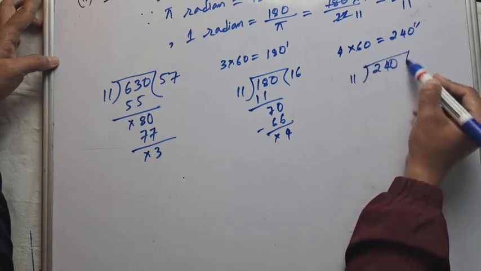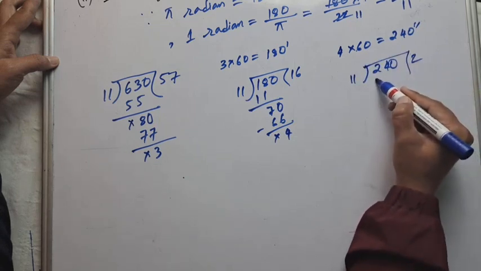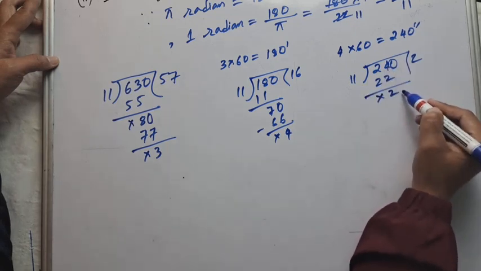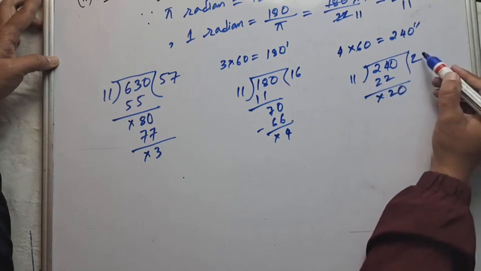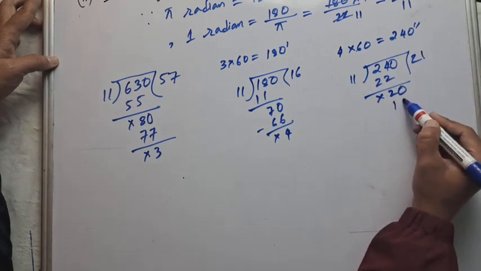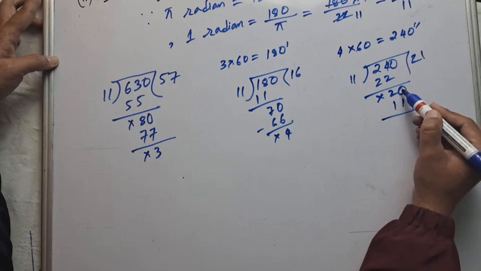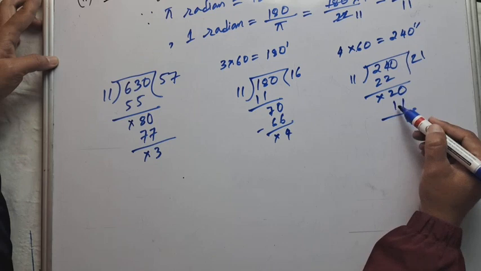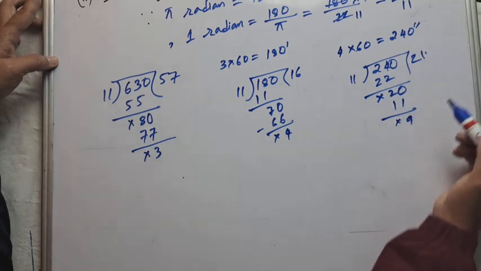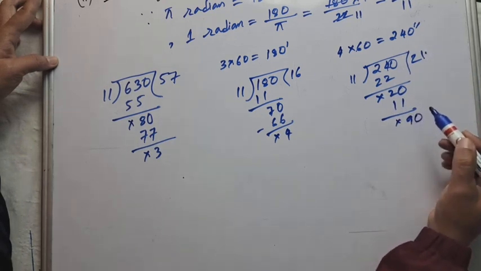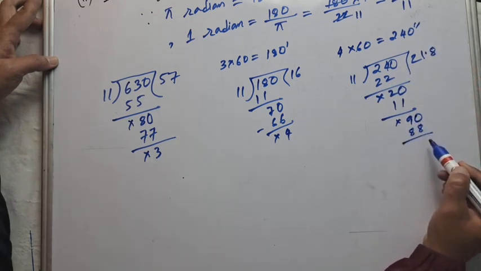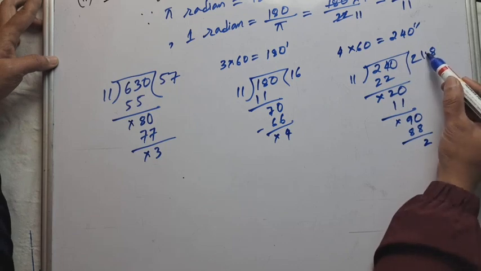11 2s are 22. 24 minus 22 is 2. This 0 comes here. 11 1s are 11. So 20 minus 11 is 9, isn't it? So 2 minus this becomes 1. 1 minus 1 is 0. Let's put a decimal here. We write 0. 11 8s are 88, isn't it? So 90 minus 88 is 2.